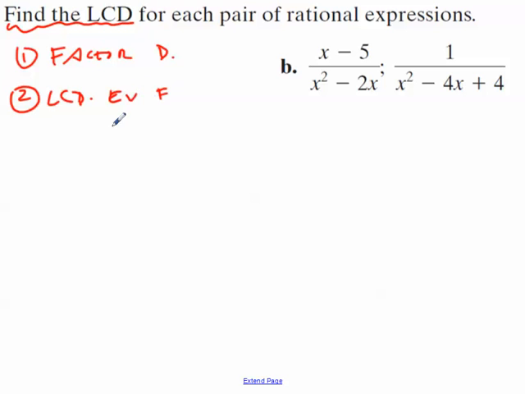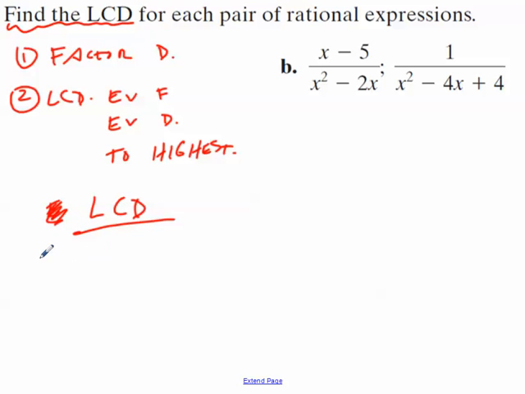Every single factor from every single denominator raised to the highest power. And that is what we have to do, and that's all we have to do. Factor our denominator, list everything from our denominators over here as our lowest common denominator. So find that lowest common denominator, bring it into class tomorrow, and we'll see what you got. See you soon.